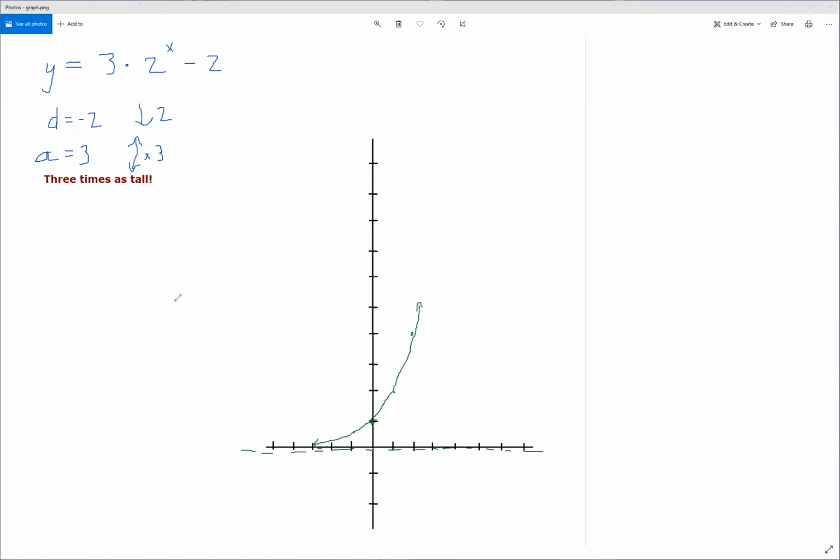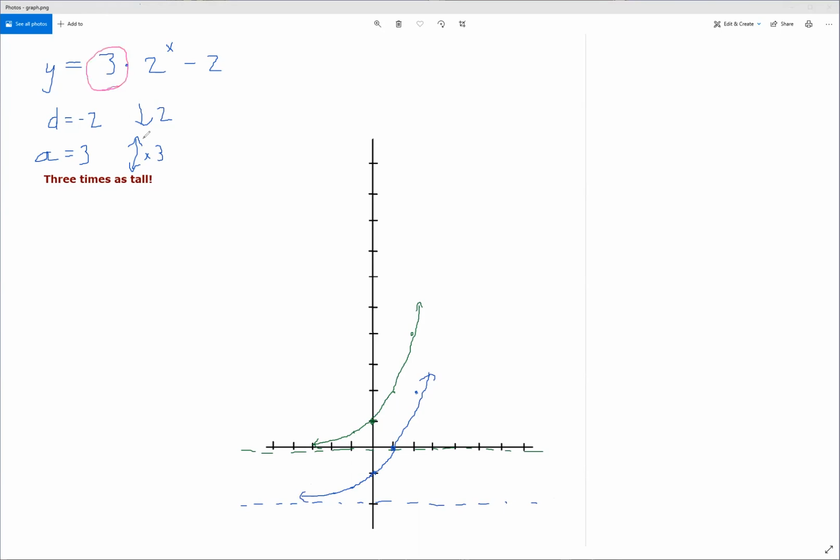Okay, so first of all, we have to remember that everything is down by 2. So we better move our asymptote. And if we only moved our asymptote, we would be here, and we would be here, and we would be here, and then we would have the exact same thing as our green, except it would be down. Here's the problem. We have to do a vertical stretch.